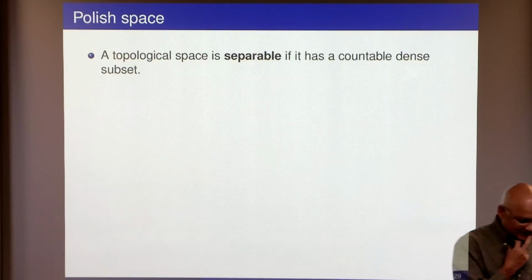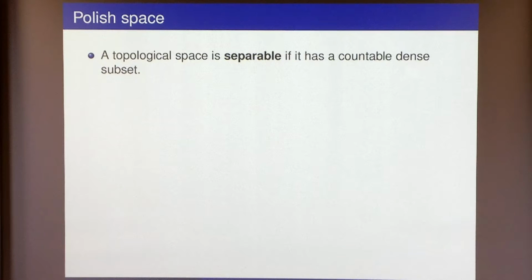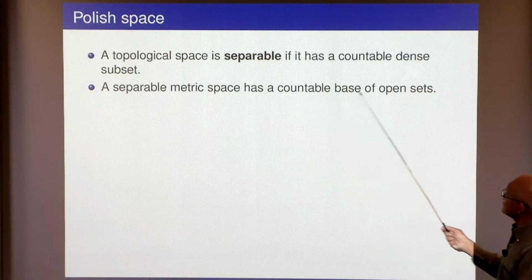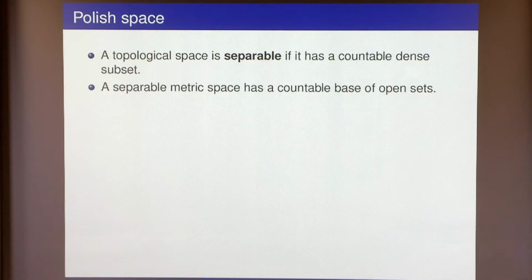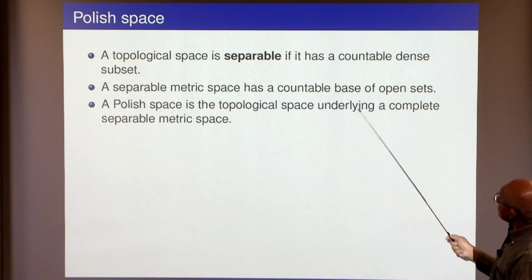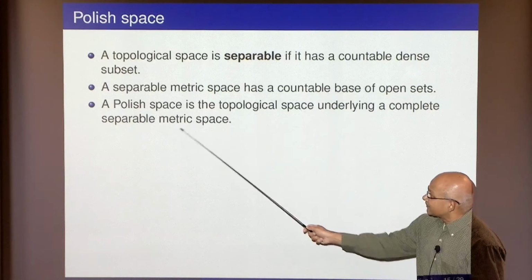And we had this idea that perhaps things would be better behaved if we worked on Polish spaces, right? Now, to remind you, a topological space is called separable if it has a countable dense subset. And in the case of separable metric spaces, this is the same thing as saying that it has a countable base of open sets. Now, a Polish space is the topological space underlying a complete separable metric space.